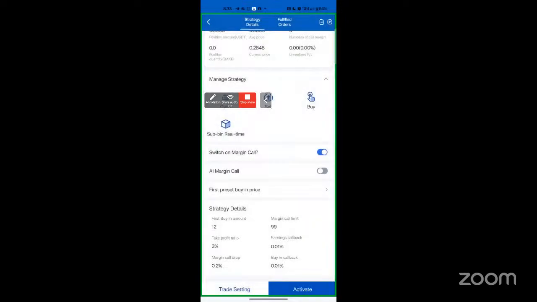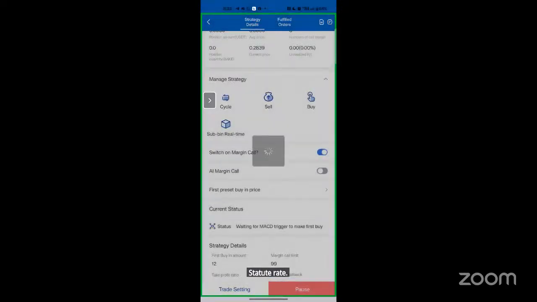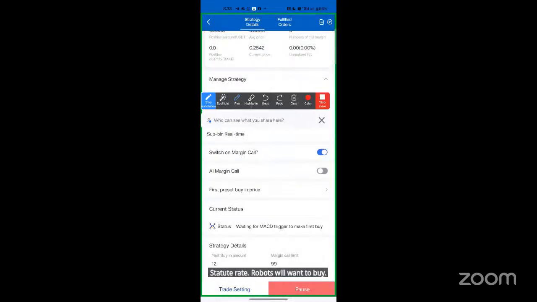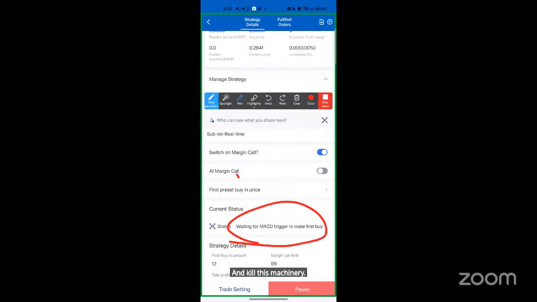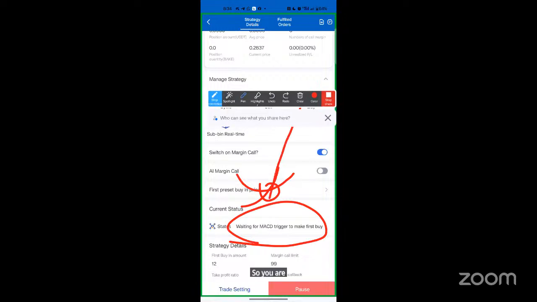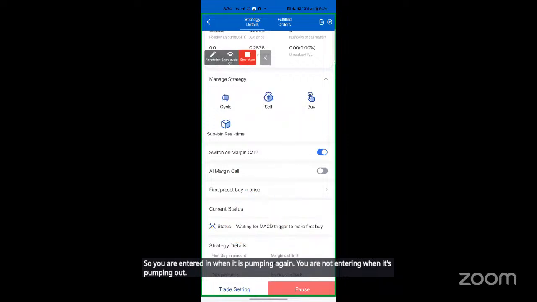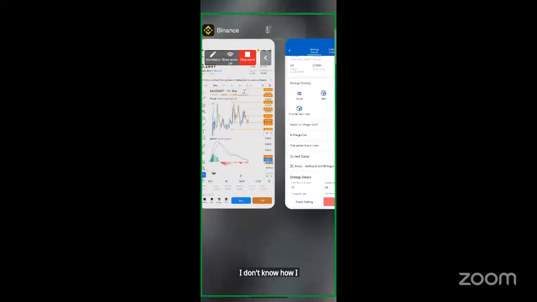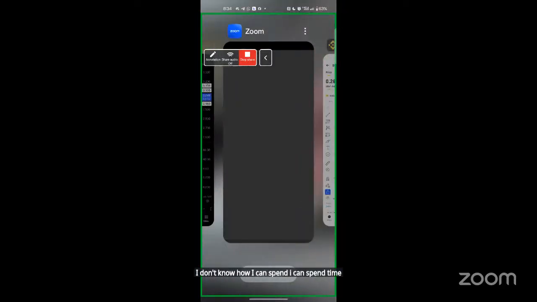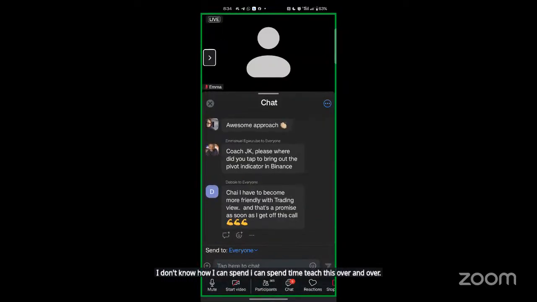Start your trade. The robot will not buy until this MACD has made a crossover. So you are entering when it is pumping again. You are not entering when it's going down. I don't know how I can spend time teaching this over and over. That is the easiest.